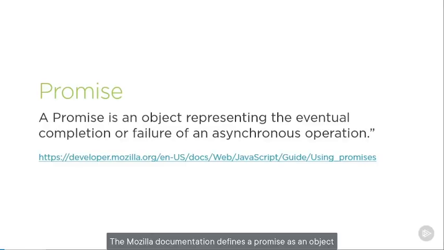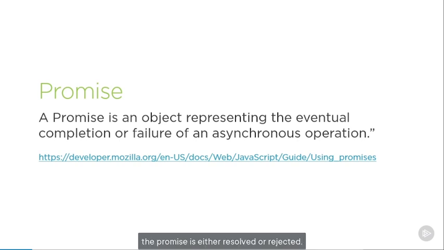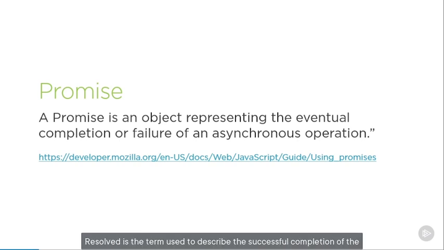The Mozilla documentation defined a promise as an object representing the eventual completion or failure of an asynchronous operation. Code that performs asynchronous operations can return a promise to the caller. The caller can then register functions that should execute when the promise is either resolved or rejected. Resolved is the term used to describe the successful completion of the asynchronous task, and rejected is the term used to describe the state of a promise that reports an error in the asynchronous code.